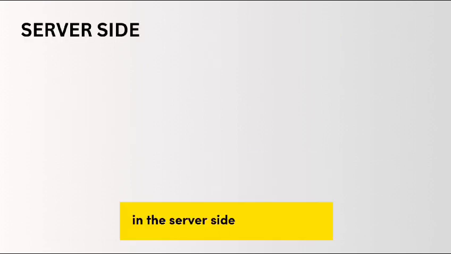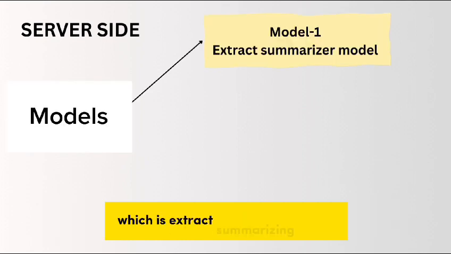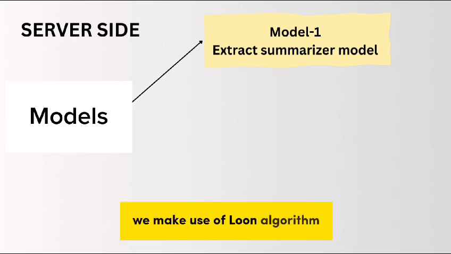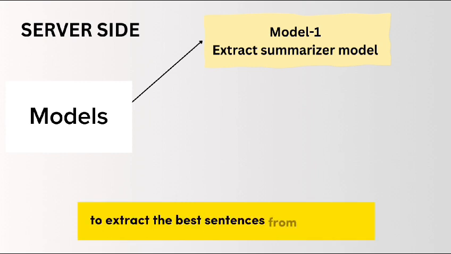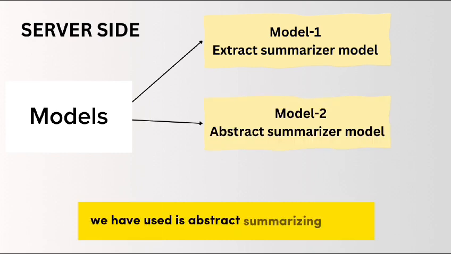On the server side of our project, we have used three models to generate the required output, which is the extractive summarizer model. In this model, we make use of the Luhn algorithm to extract the best sentences from the article. The second model we have used is the abstractive summarizer model.